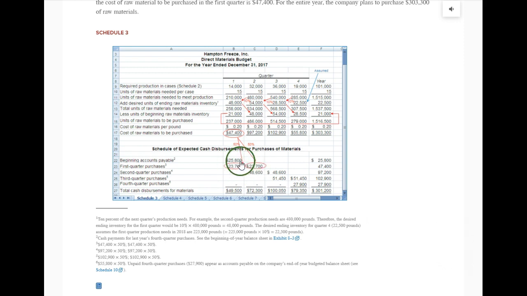Now where did the 25.8 come from? Go back to your balance sheet and you'll see that is in accounts payable. So I won't go through the rest of these, but that's the pattern that you go through. Find out what you need, what you need to buy, cost, and when you pay for it.